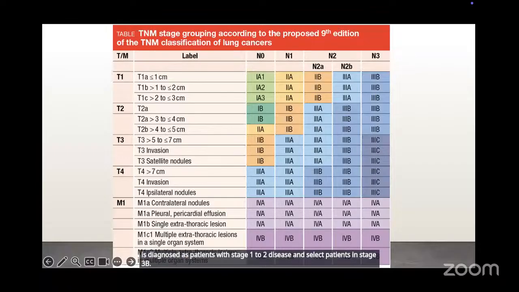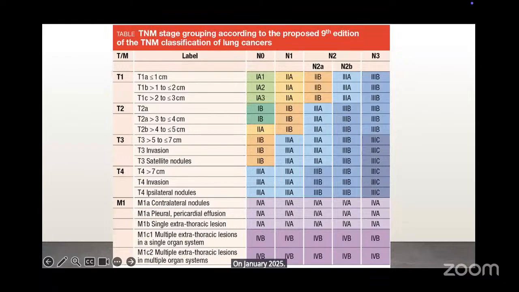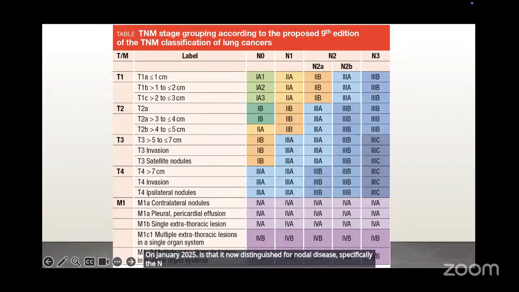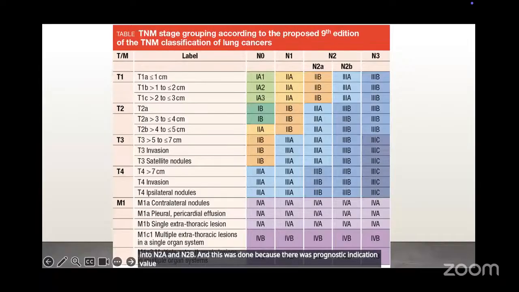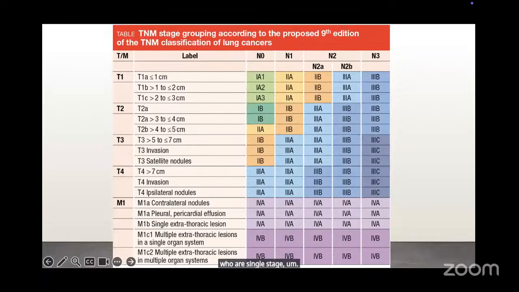Now, just to highlight one important update in the 9th edition, which took effect in January 2025, it now distinguishes for nodal disease, specifically the N2 disease, into N2a and N2b. This was done because there was prognostic value in separating patients who had single-station non-bulky mediastinal disease from those who had multi-station mediastinal N2 disease. And we'll mention quickly later on in the presentation what the significance of this change meant for patients.